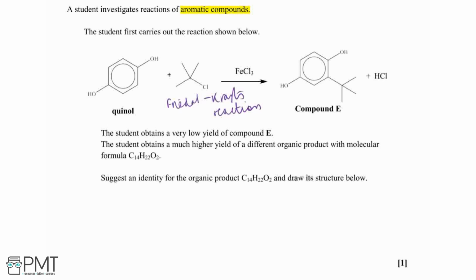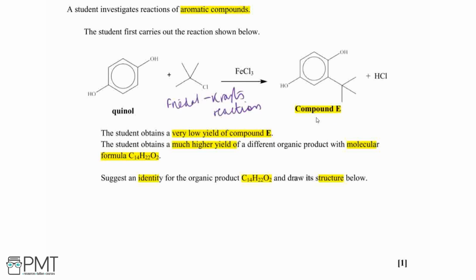And we are told that the student obtains a very low yield of this compound E here. And we are told that the student obtains a much higher yield of a different organic product with a molecular formula of C14H22O2. We need to suggest an identity for this organic product, and draw its structure below. So first, let's work out the molecular formula of our compound E, so then we can see how this new organic product is different to compound E.